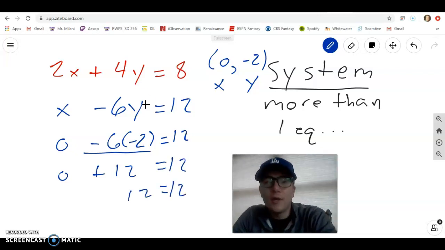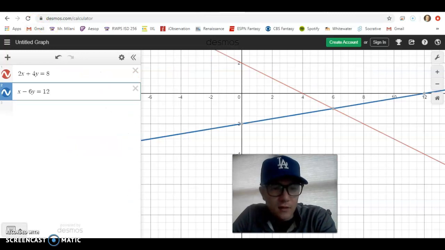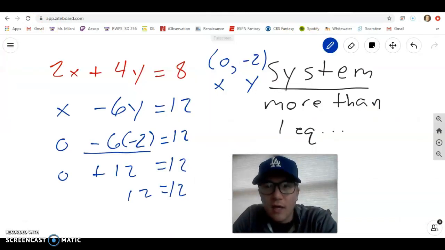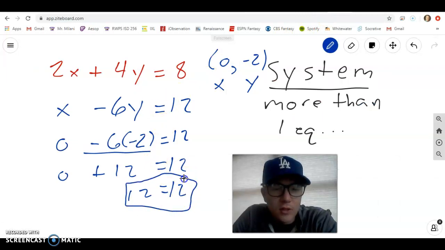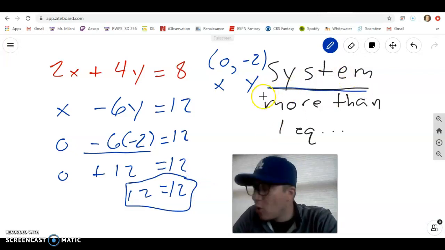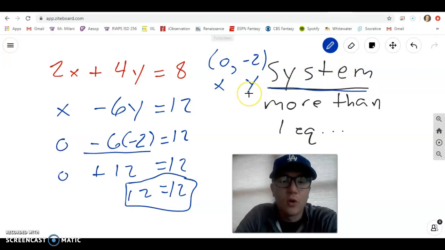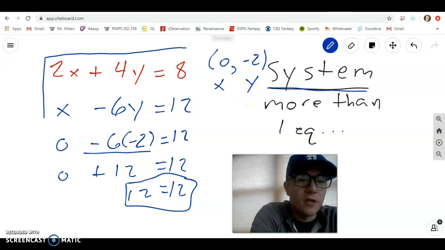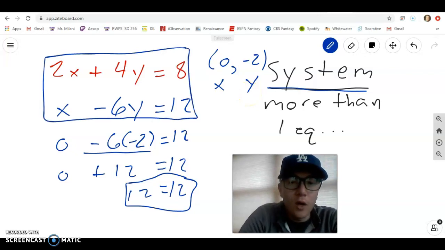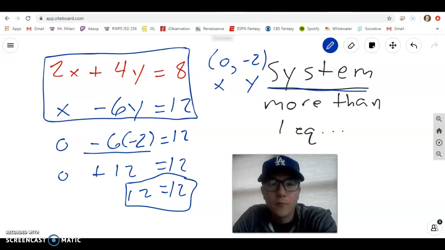So when I took a point on that line, this point that's on the blue line, and plugged in the x and the y, it made that line work. That's called a solution. Okay? So now when we're talking about solutions to systems, we're looking for the one point that is going to work for both of these.